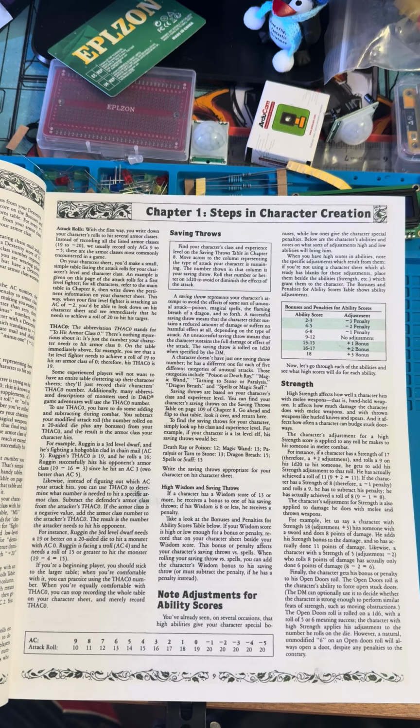THAC0, man. I've never used it, but it seems intimidating. For example, Ruggin is a 3rd level dwarf, and he's fighting a hobgoblin clad in chainmail, AC 5. Ruggin's THAC0 is 19, and he rolls a 16. Ruggin successfully hits his opponent's armor class: 19 minus 16 equals 3. He hit an AC 3, 2 better than AC 5.